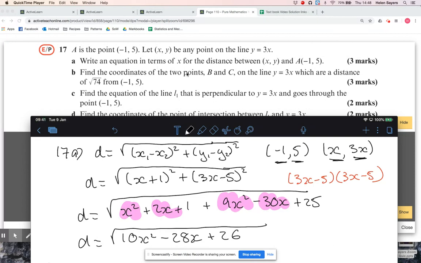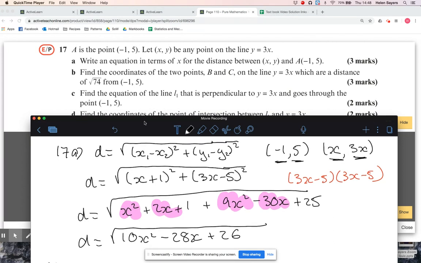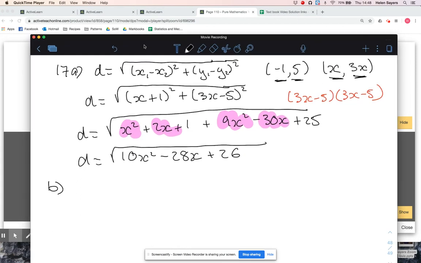So find the coordinates of 2 points B and C that are on this line, which are a distance of √74 from point A. Okay, so we don't need to restart this whole question. Basically, this is finding the distance of any point on the line y equals 3x from whatever the coordinate was, -1, 5.